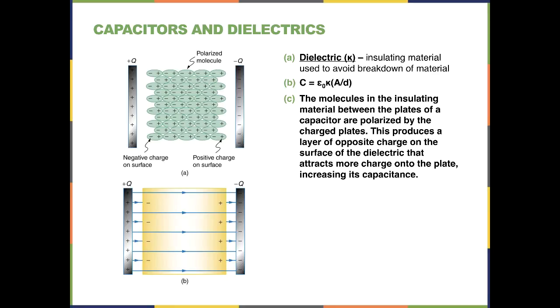The molecules in the insulating material between the plates of a capacitor are polarized by the charged plates. This produces a layer of opposite charges on the surface of the dielectric that attracts more charge onto the plate and increases its capacitance. So as you can see, many of these dielectrics improve the capacitance and storage ability of the capacitor.